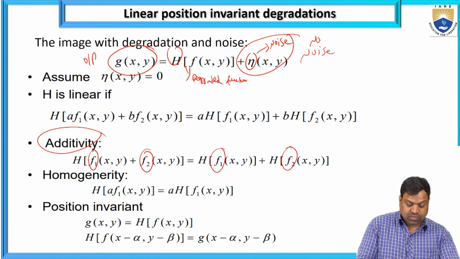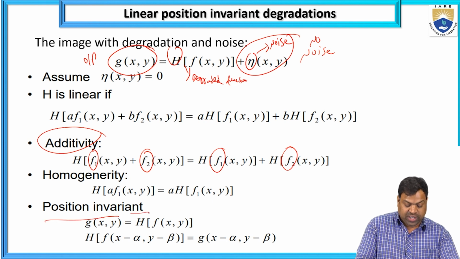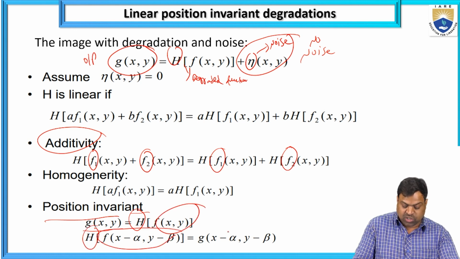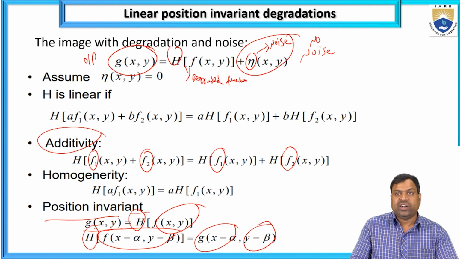For homogeneity, capital H of a times f1 of x, y equals a times H of f1 of x, y. For position invariance, g of x, y equals capital H of f of x, y, and capital H of f of x minus alpha, y minus beta is equal to g of x minus alpha, y minus beta. This is the position invariance of the degradation function.